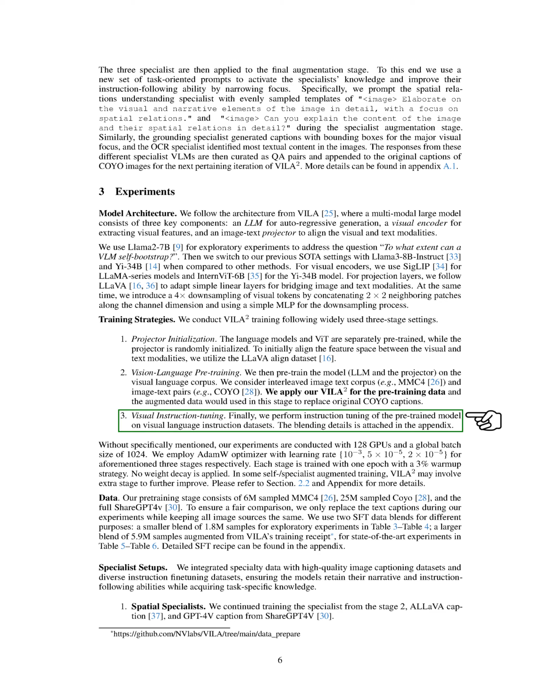Section: Specialist Setups. In this section, we integrated specialized data with high-quality image captioning datasets and various instruction fine-tuning datasets. This approach ensures that our models maintain their storytelling and instruction following skills while also gaining knowledge specific to certain tasks. For the spatial specialists, we continued training from Stage 2, using the LLaVA caption and the GPT-4V caption from ShareGPT4V. In the case of the grounding specialist, we divided the cleaned 4 million grounded narrations into 2 parts, 3 million for grounding short and 838,000 for grounding long, to facilitate a 2-stage training process.